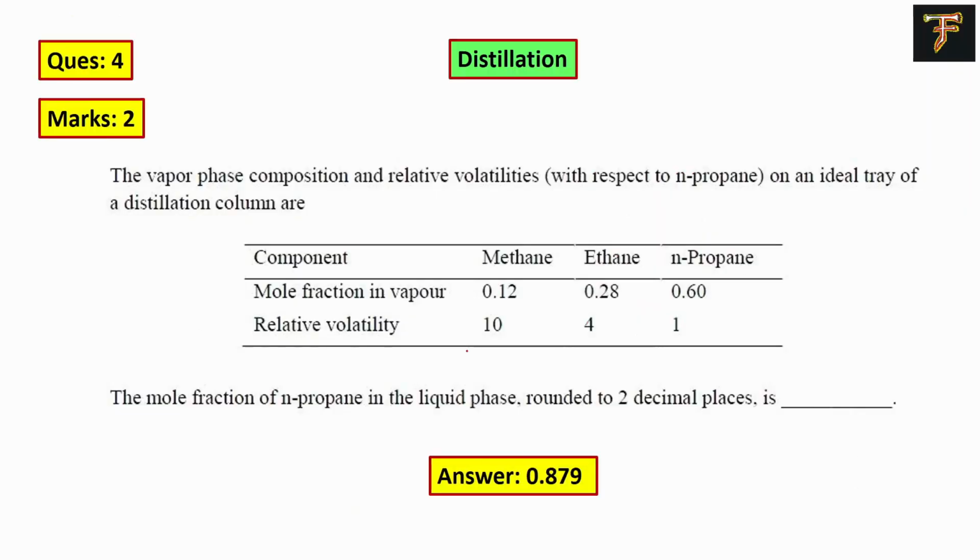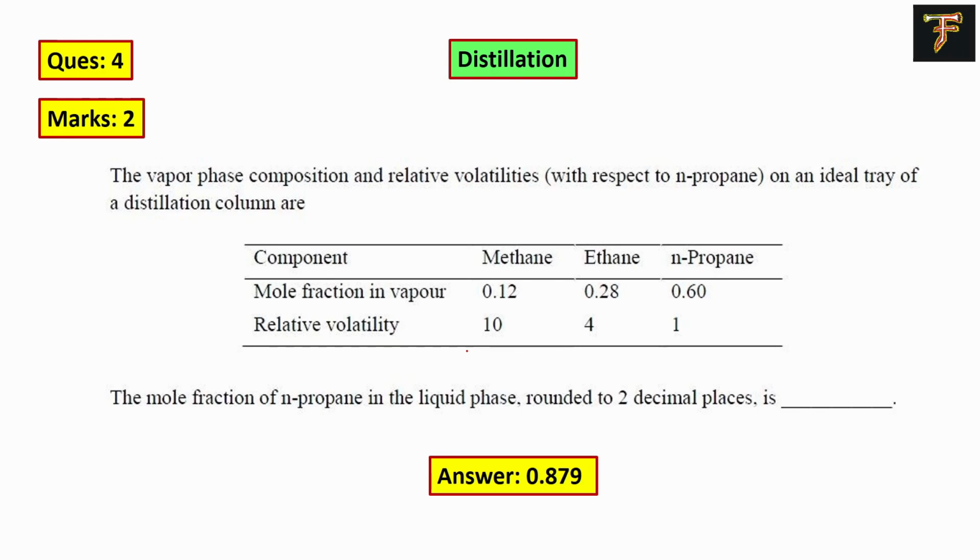Now, moving forward to the fourth question, which is again from distillation, and this is a 2 marks question. They have said there is a 3 component system: methane, ethane, propane, and they have given the mole fraction in the vapor phase, and the relative volatility also.